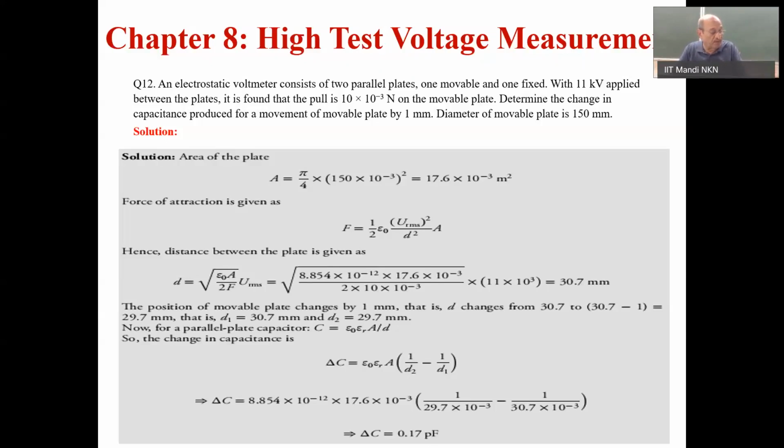So the force is proportional to the square of the RMS value of the voltage applied. Mind it, that is U RMS. Hence the distance between the plates is given: from this equation, you take D on the left side and take the square root. D is equal to the square root of epsilon naught A U max squared upon 2F, where F is the force of attraction. That works out to be 30.7 millimeter for the gap, about 3 centimeters of distance between the two plates at this condition.